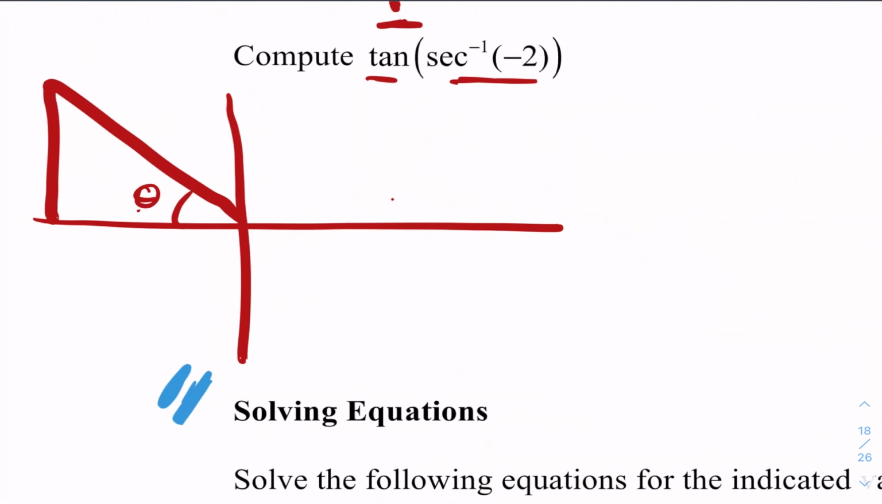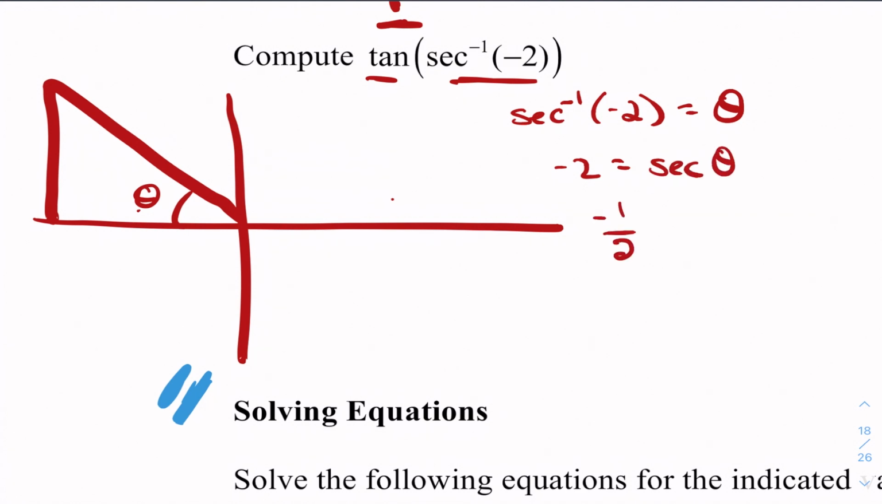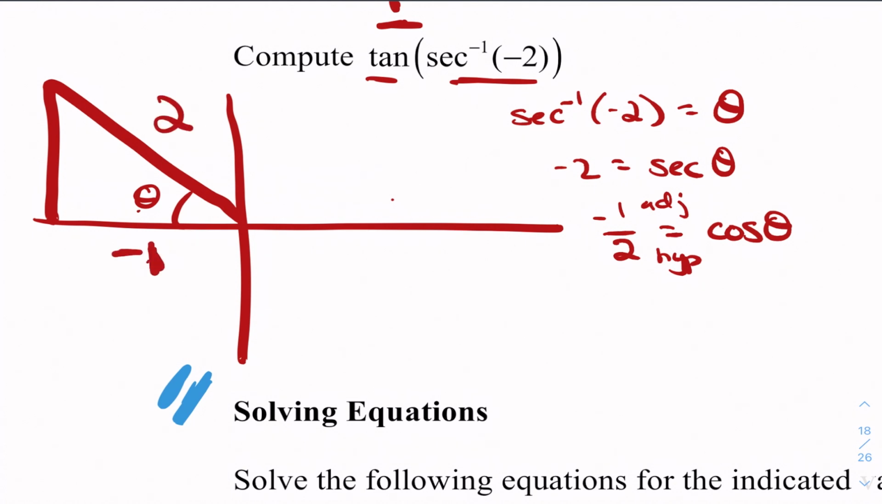Inverse secant of -2 is equal to our angle, or -2 is equal to secant of our angle, which is another way of saying -1/2 is equal to the cosine of our angle. We just took the reciprocal of both sides. Well, this is adjacent over hypotenuse. The adjacent side is negative. The hypotenuse is always going to be positive here. And so to find the missing side, we'd have the square root of 3.